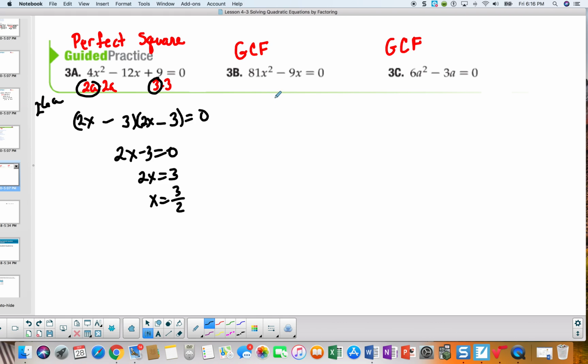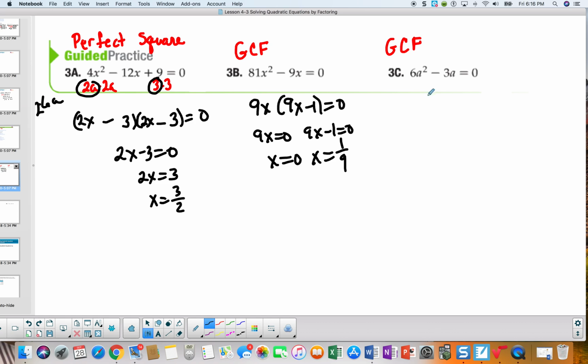This is definitely a GCF problem. I'm going to factor out a 9. They have a common factor 9 and an x, and what do I have left? 9x minus 1 is equal to 0. Set each equal to 0, and we're going to get x is equal to 0, and then x is equal to 1/9.